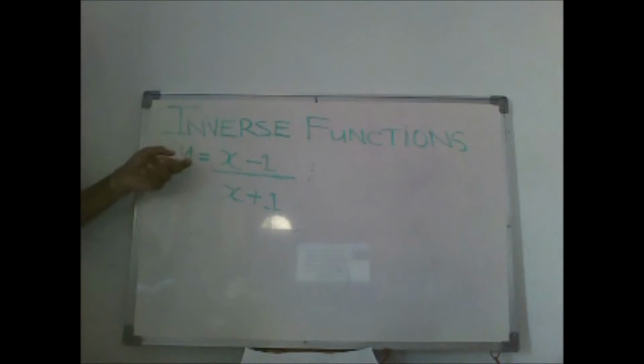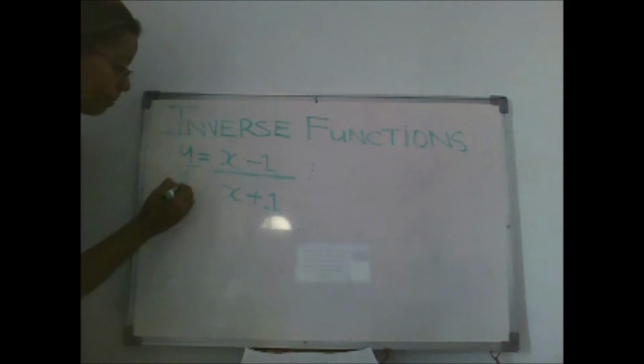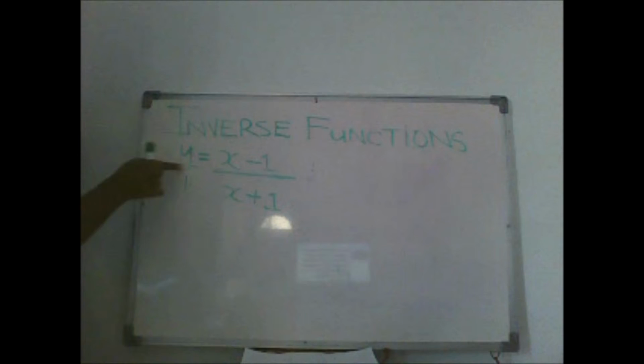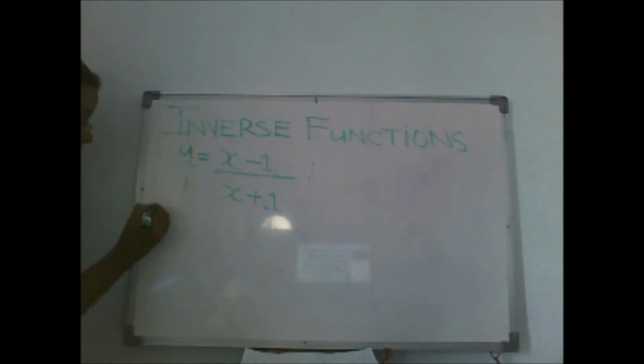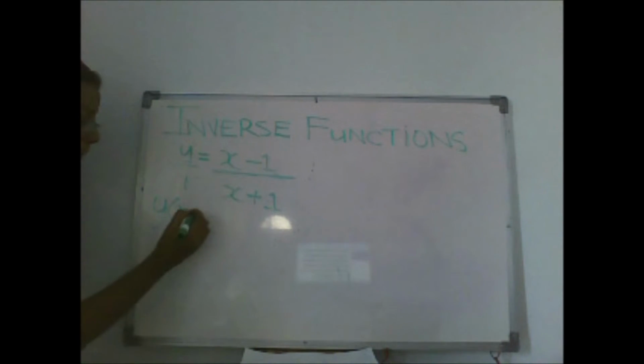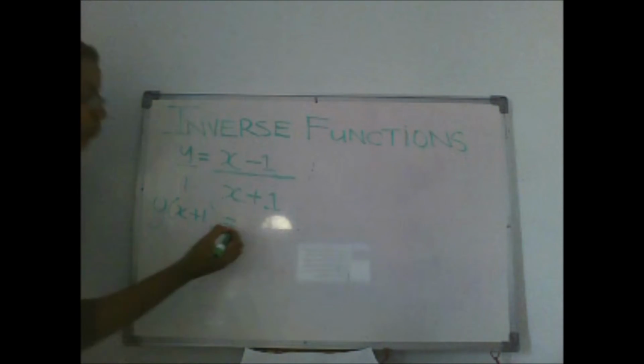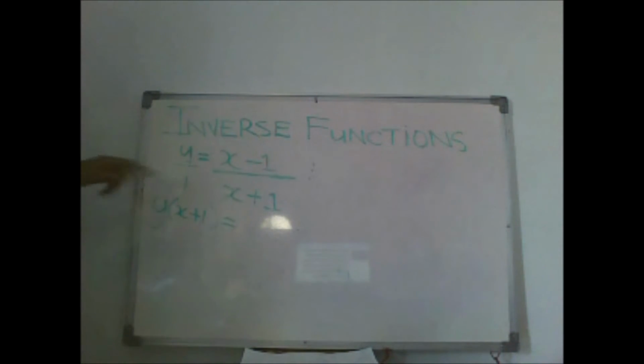Right. So we have y is equal to x minus 1 over x plus 1. So we need to solve for x. So we're going to cross multiply. So y multiplied by x plus 1 is equal to x minus 1 multiplied by 1.